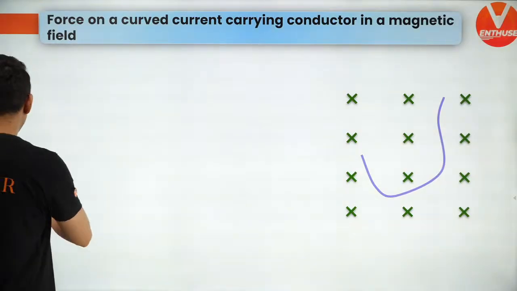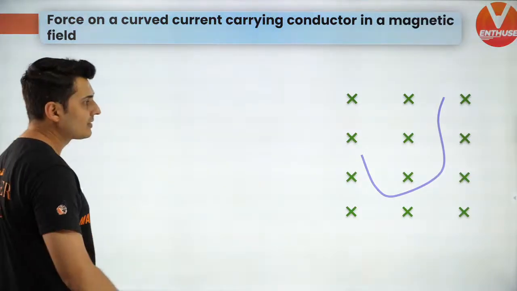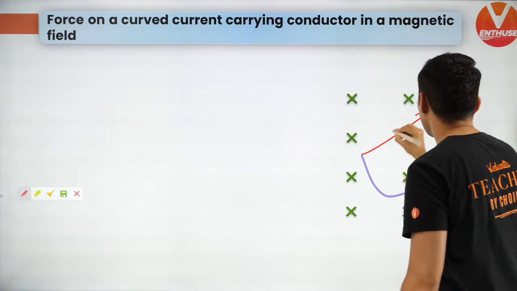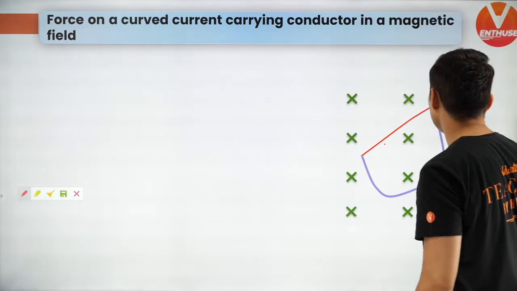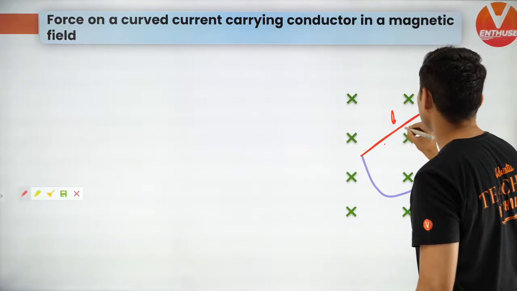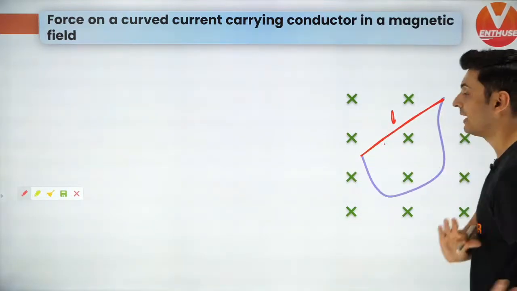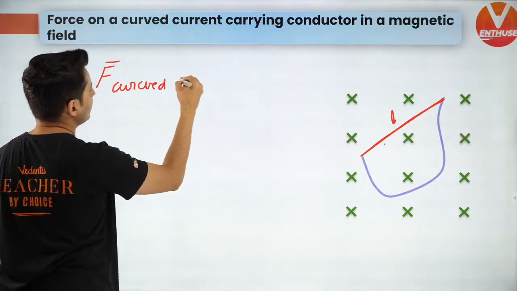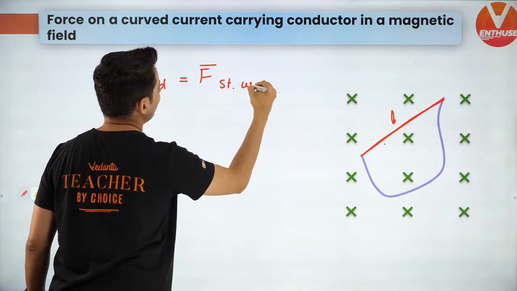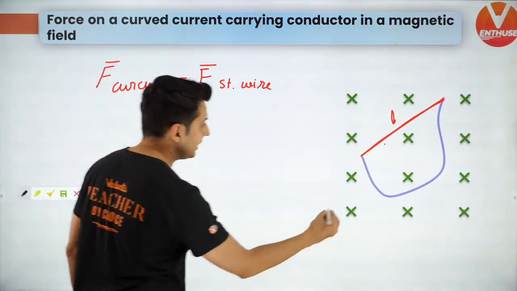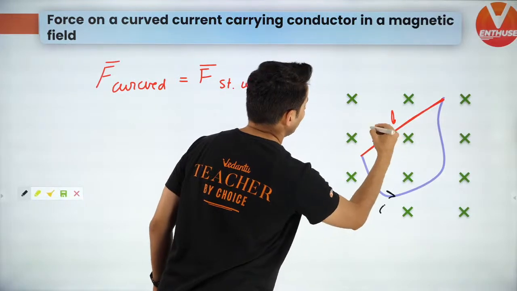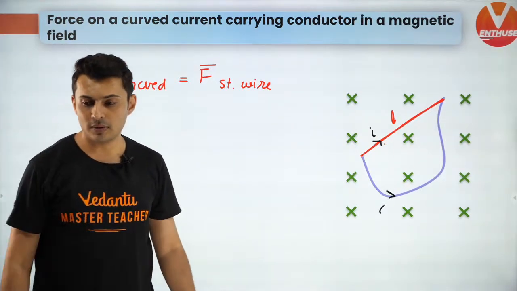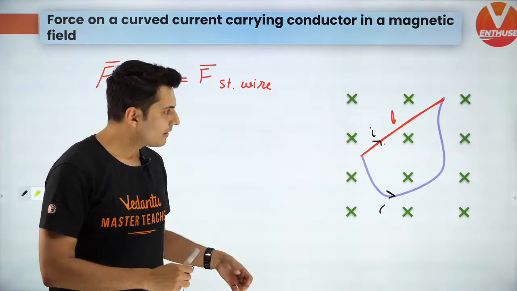No need to integrate. Whenever there is a curved wire, replace it with a straight wire, and whatever force acts on that straight wire is the force which acts on the curved wire. As simple as that. The force on the curved wire is the same as the force on the straight wire, obviously carrying the same current. So if the current in this wire was I, this current should also be I, and that is the answer. No need of integration. Is it clear, everyone?